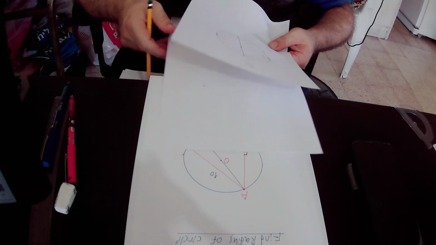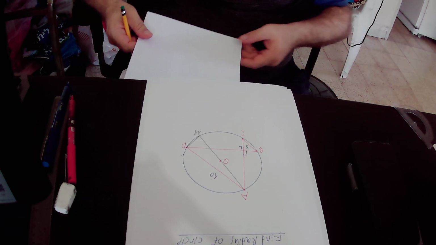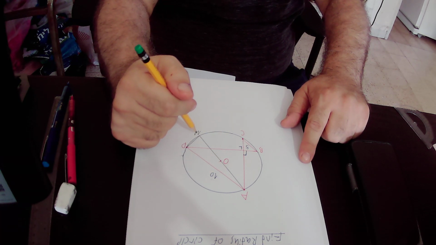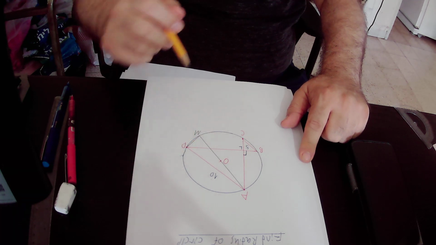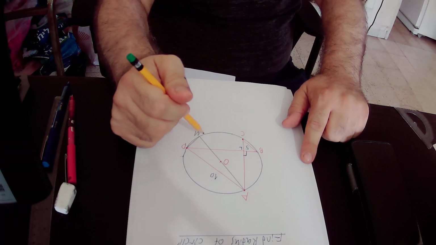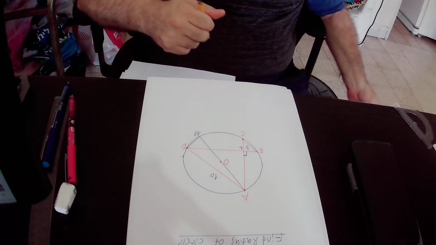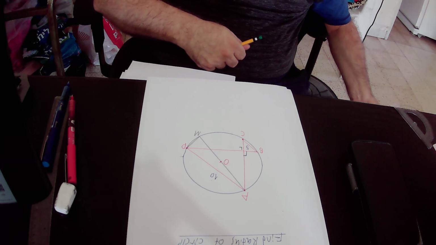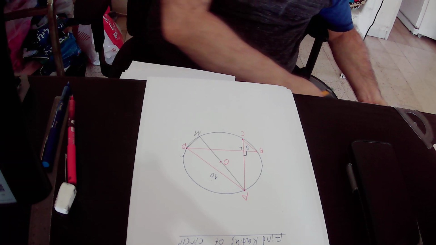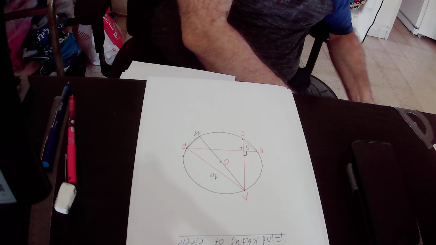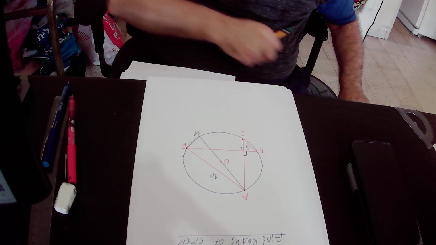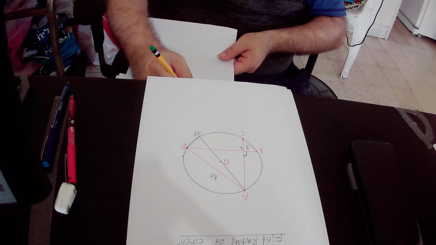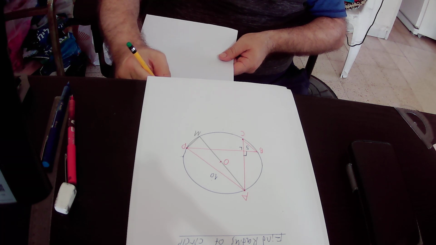So according to rule number 1, angle ADM rests on AM, and AM is the diameter of this circle. AM is the diameter of the circle.